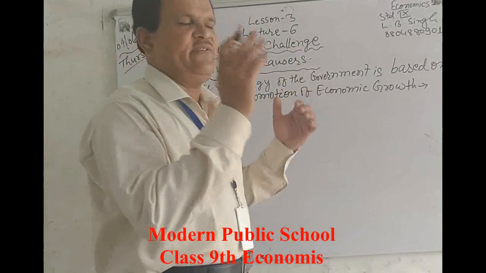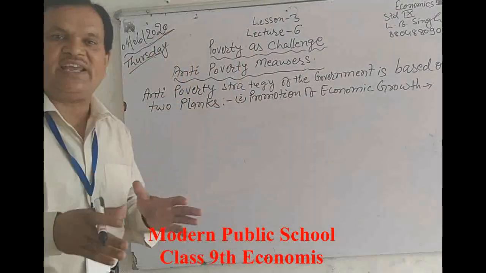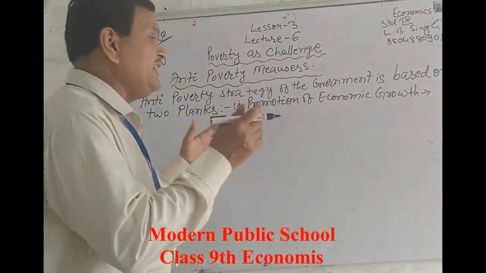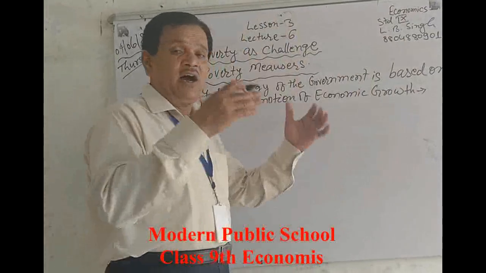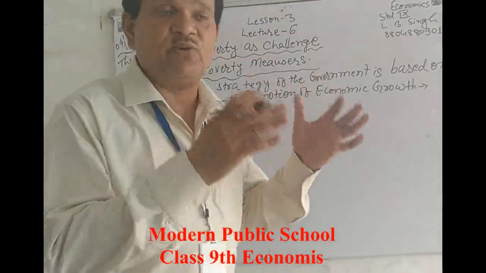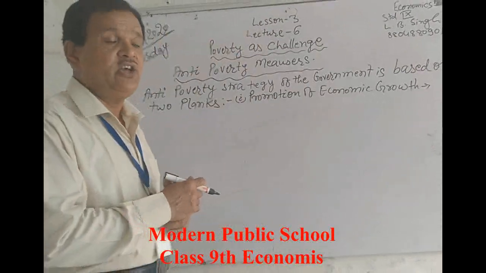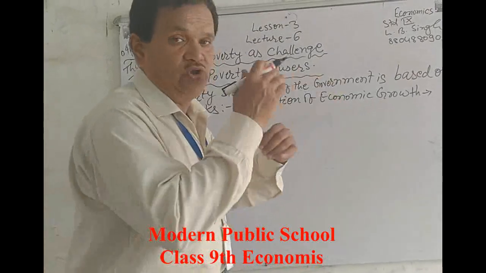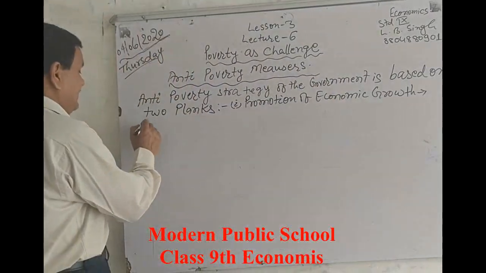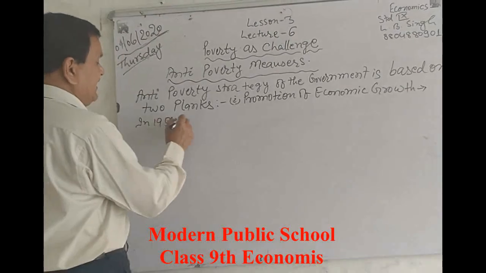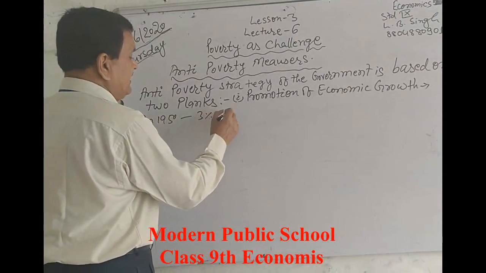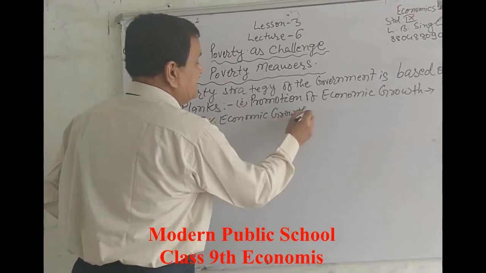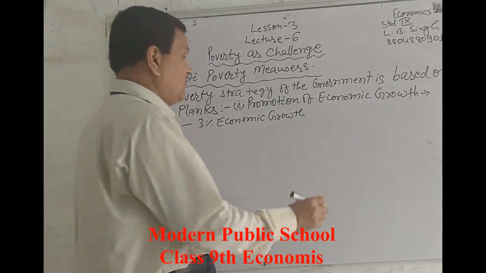Near about 1950, there was only 3% GDP or economic growth in India. And after 1950, it was a problem for the government to remove the poverty and increase the economic growth. In 1950, there was 3% economic growth, which was the problem for the government.